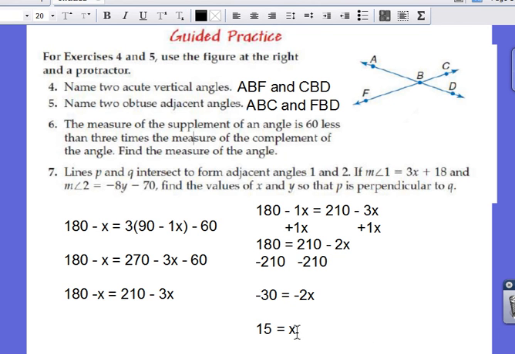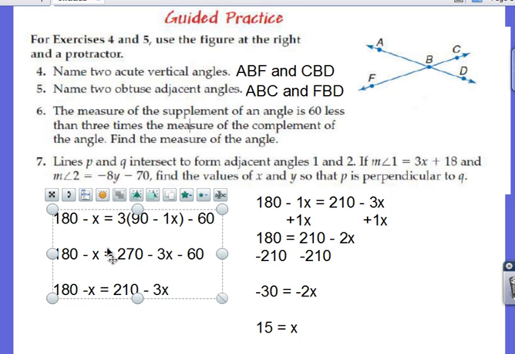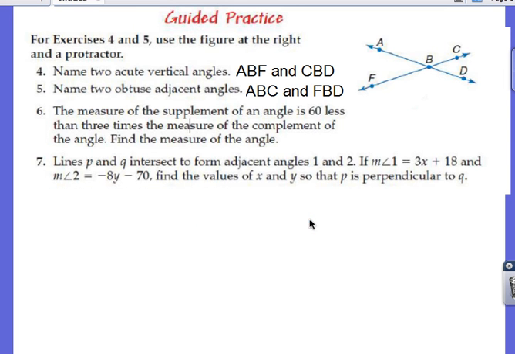Alright, and that's the answer for 6. Now 7, let's do 7. I'm going to just erase all this. It's a video, so you can always go back. So I don't got to worry about whether you copy it or not, because you can just go back. So let's do 7 now.